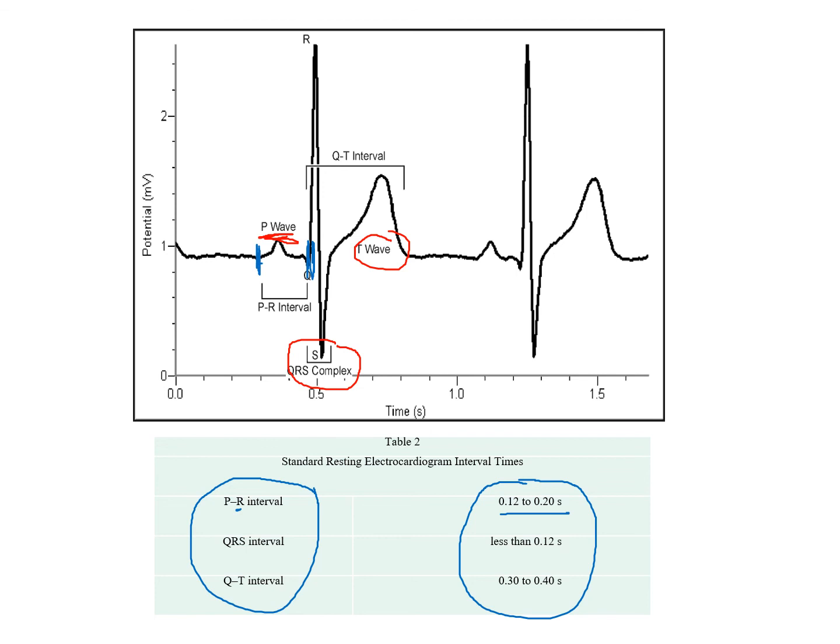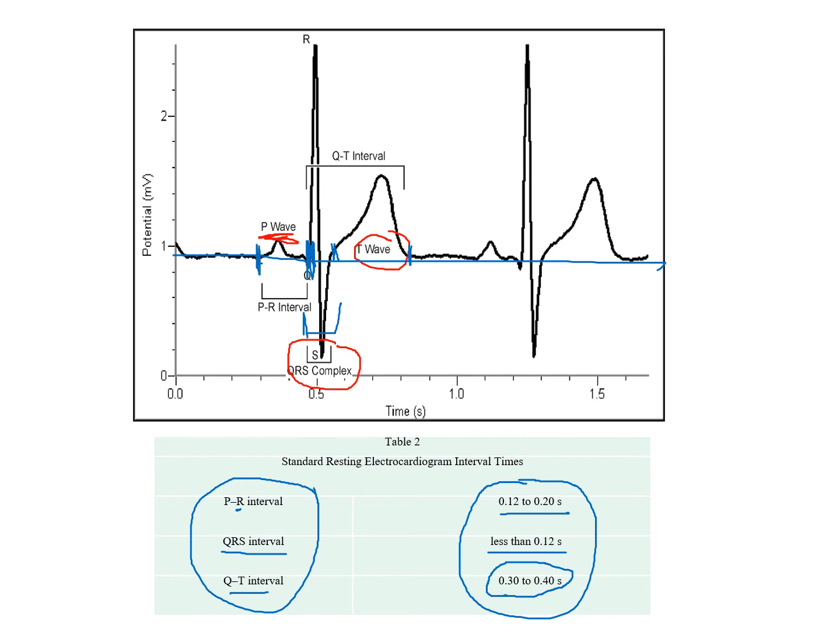We would have also had the system measure the QRS interval, which would be from Q to where S comes back up and reaches what's called a baseline. This is the baseline right here. That should be less than 0.12 seconds. And we would have also had the system measure the QT interval, which would be from the Q to where T comes down to a baseline. And that is our longest interval here, somewhere between 0.3 and 0.4 seconds.